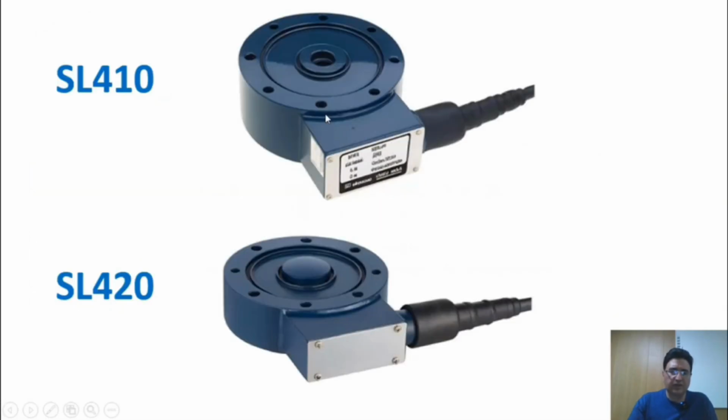The differences between the SL410 load cell and the SL420 load cell lie in the center of these load cells. In the SL410 load cell, as you can see, the center of this load cell is a hole that is threaded and the force must be applied to the center. But in the SL420 load cell, the very center of this load cell has a distinct protrusion, and the entire force must be applied to this central point.